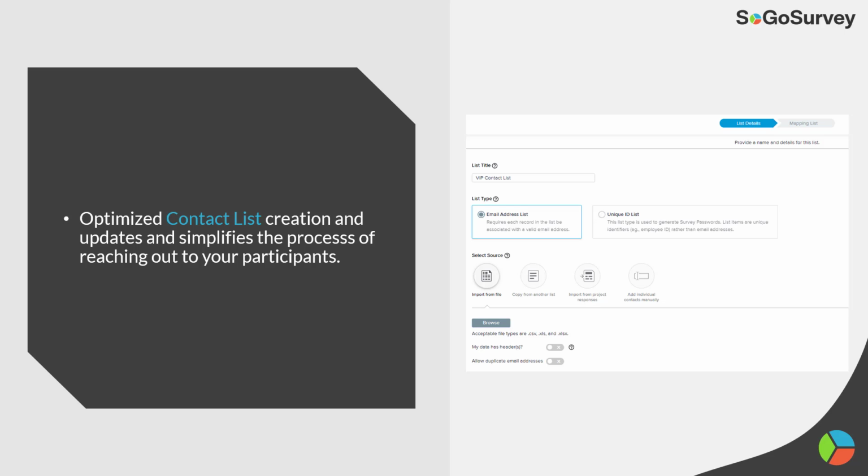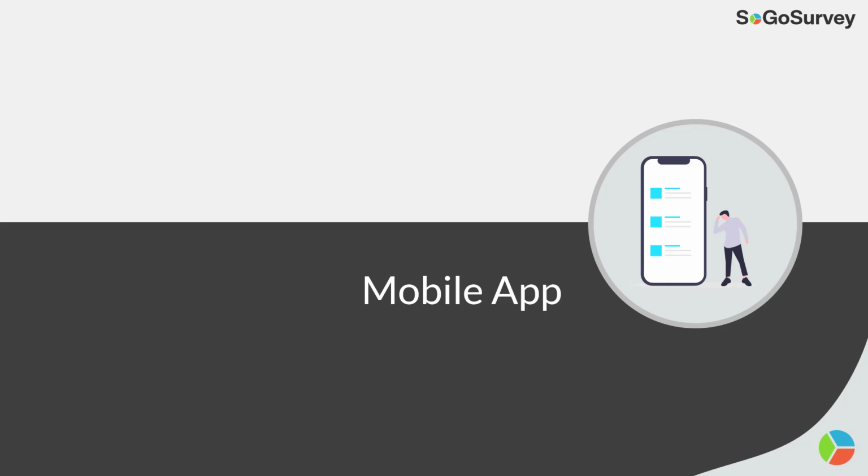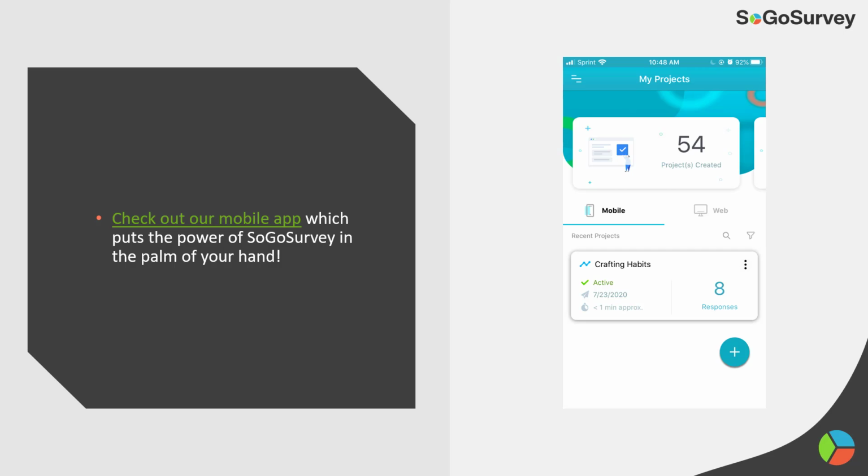You can also now just create a contact list that only has an email address or only has a phone number or a unique ID, depending on the way that you're sending out this project. So it keeps it faster, makes it easier to get the word out. Of course, going faster and easier comes with our mobile app as well.